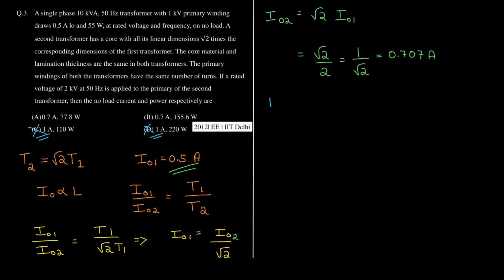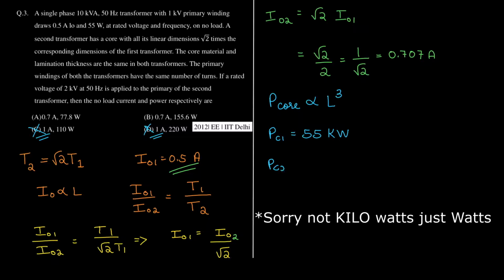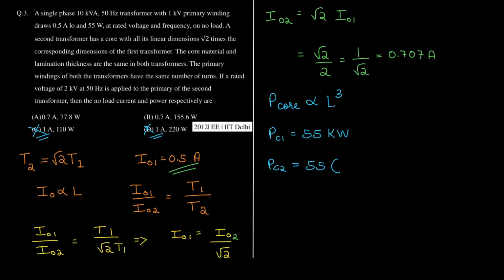And in that video I also told that the core loss is directly proportional to the volume, that is the cube of the linear dimension. Now let PC1 be the core loss of transformer 1, which is given as 55 watts. Now PC2 can be written as 55 times root 2 cubed. If we solve this, we have 2 times root 2, and on calculating, our answer should be 155.6 watts. That brings us to option B.